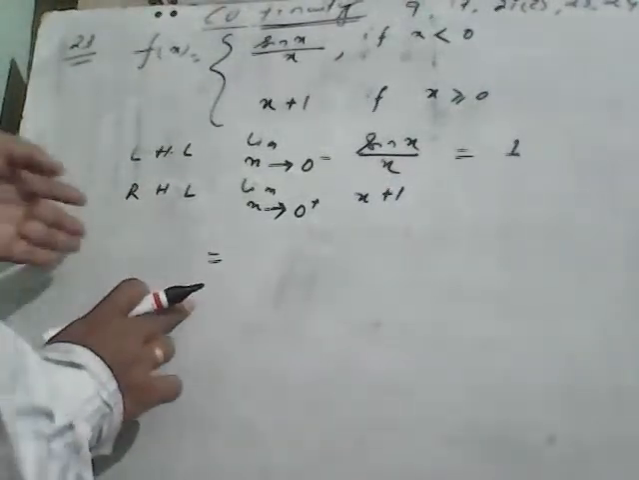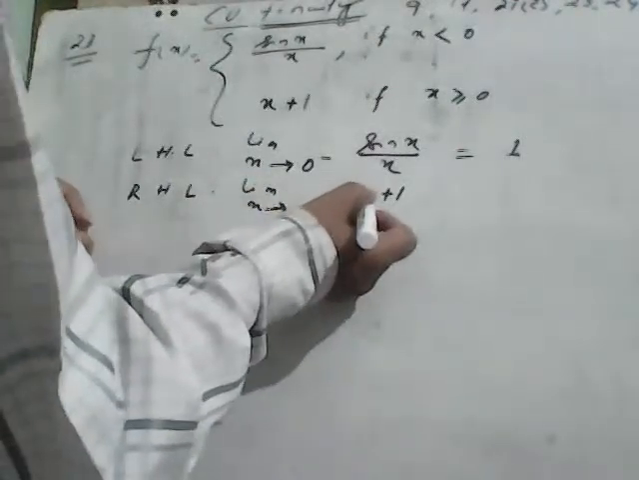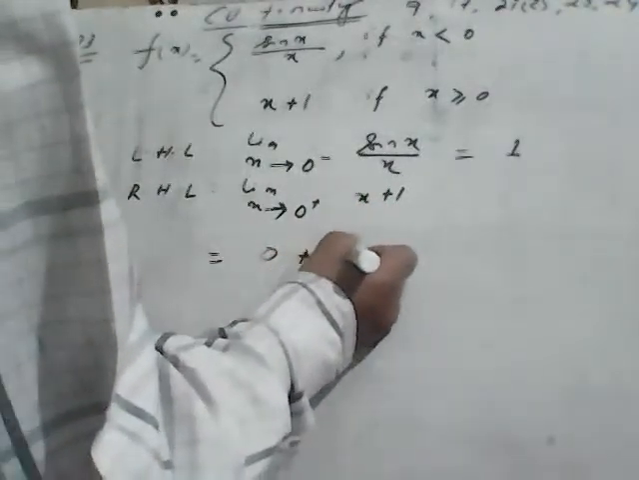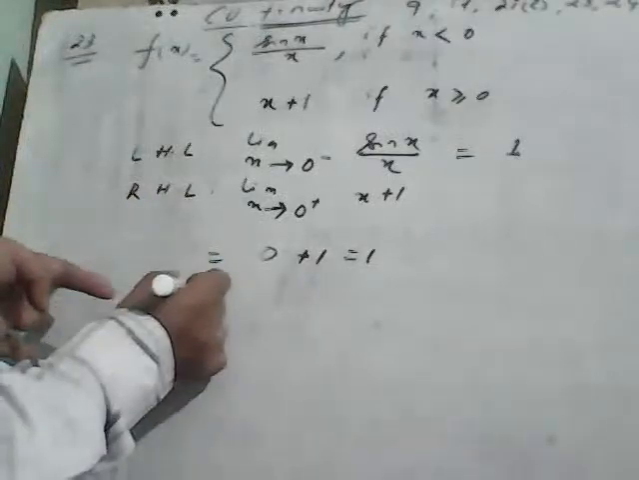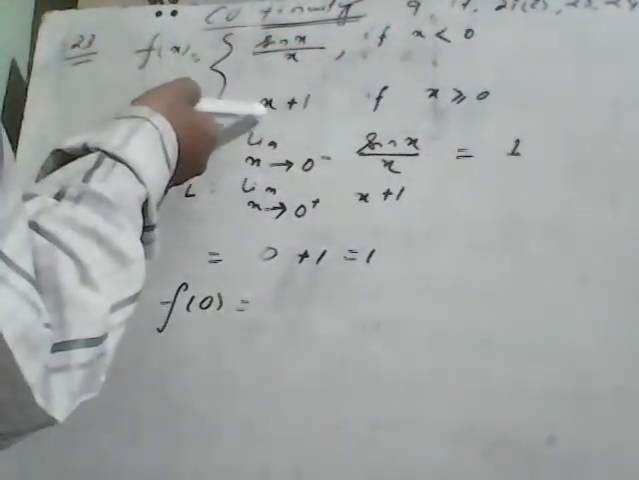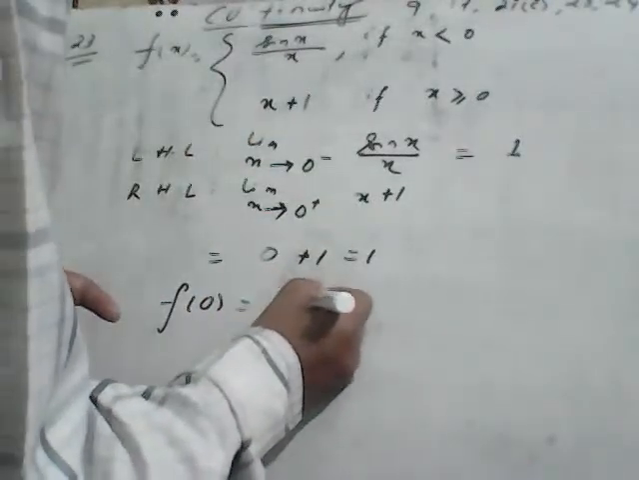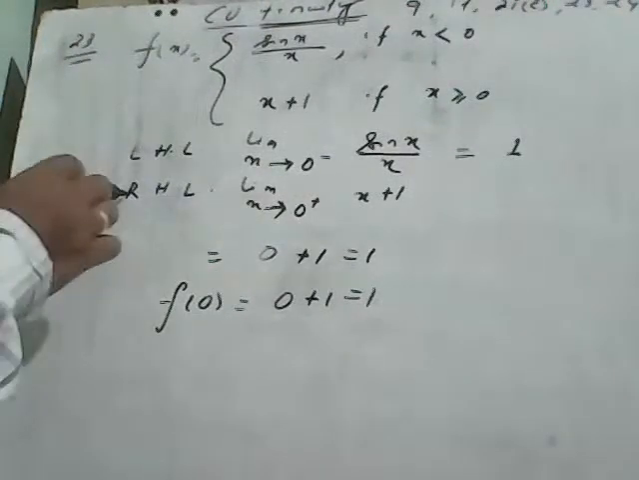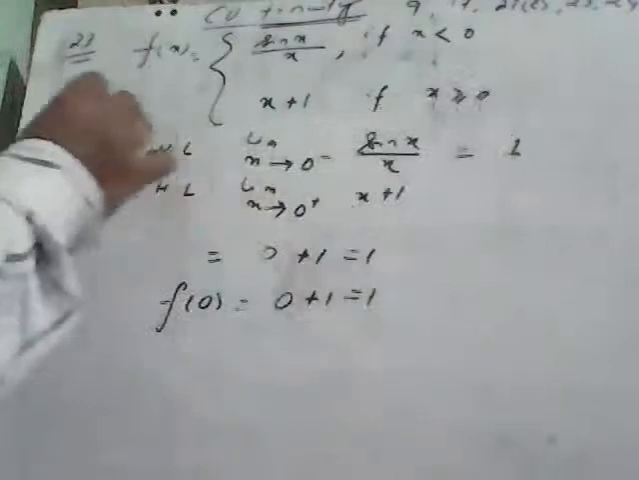Okay, you see now. Right hand limit: limit x approaches 0 plus, put x equal to 0 here. Your answer is 0 plus 1, which is 1. Then f of 0: when x is equal to 0, f(x) equals x plus 1, so 0 plus 1 is also 1. Now, left hand limit and right hand limit are both equal to 1, which means the limit exists, and f(0) is also 1.